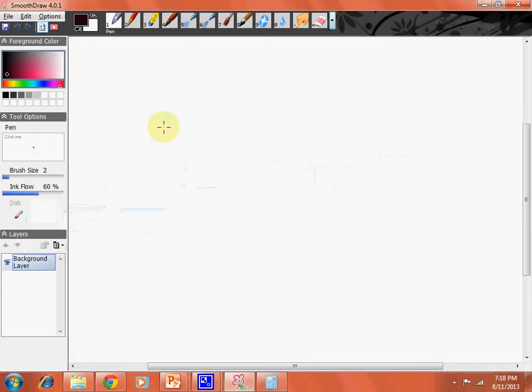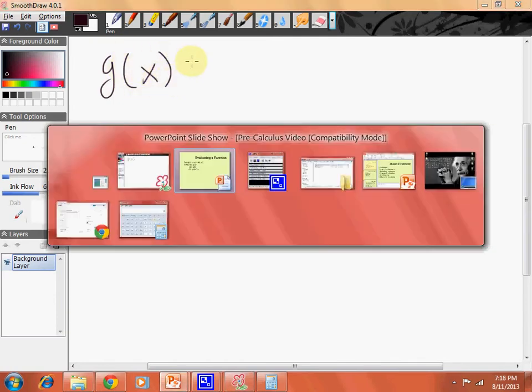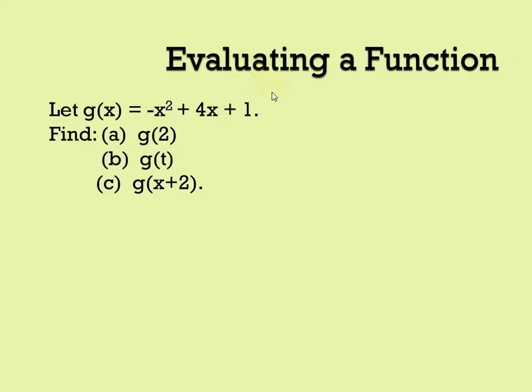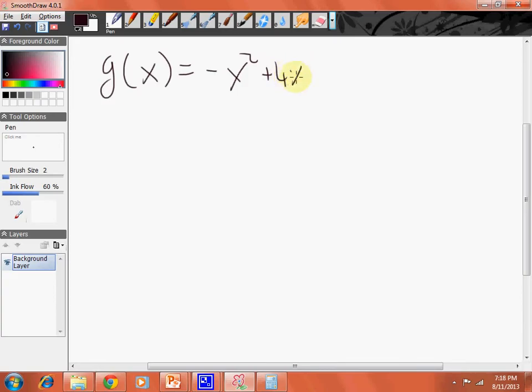So we have g of x equals negative x squared plus 4x plus 1. I like these changes. I don't like staying traditional. Instead of always calling it f of x, writing g of x is actually a nice change. And then we're trying to find out what g of 2 is.